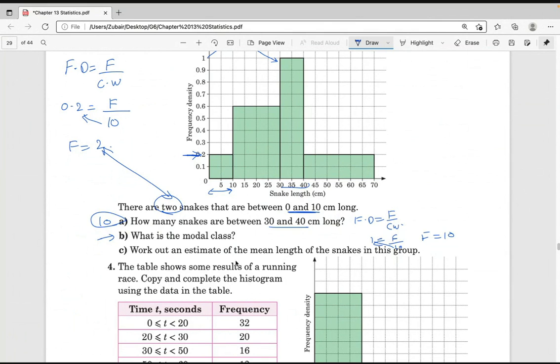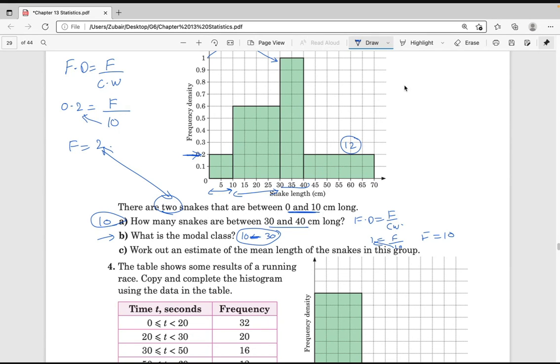If I look at 40 to 70, we have 1, 2, 3, 4, 5, 6, 7, 8, 9, 10, 11, 12 boxes. Look at 10 to 30: 24 boxes. So the maximum area is from 10 to 30.